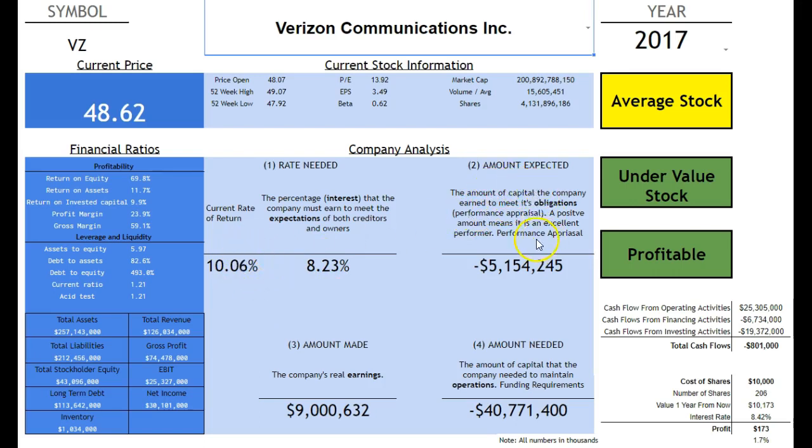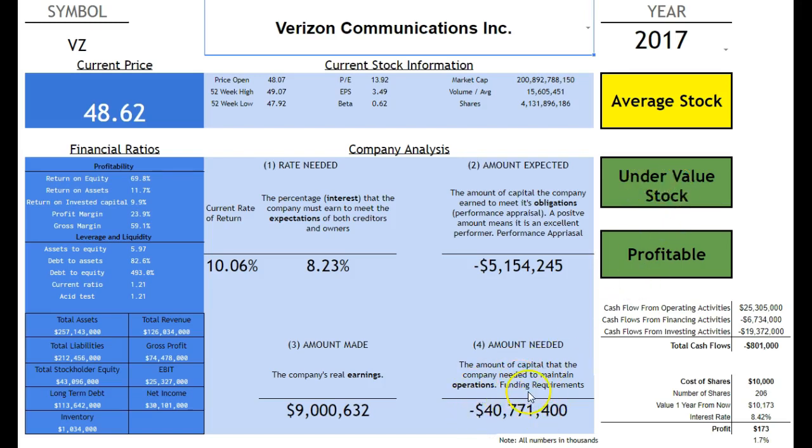The amount expected is -5, but look at the earnings. The earnings are positive, and the reason why it's a profitable company here is because the real earnings surpass the amount needed for their obligations. Even though they show a net income for 2017 of 30 here, they were able to surpass all the obligations when it came to their performance appraisal, which is really good. That's why the stock is undervalued.